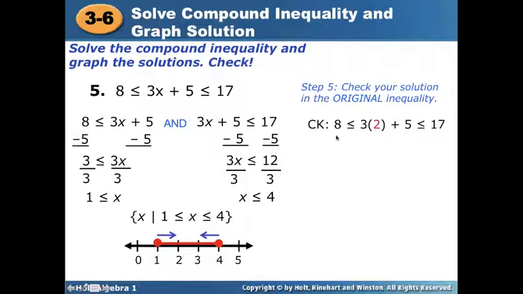Work out each part. The 8, there's no work required. 3 times 2 plus 5, you'll need to simplify. And the 17, there's no work required. So 3 times 2 plus 5 gives us 11. And this does check out. 8 is less than or equal to 11. And 11 is less than or equal to 17.